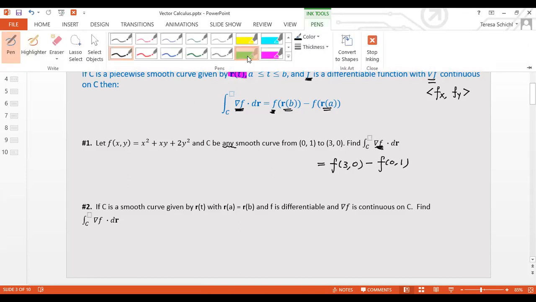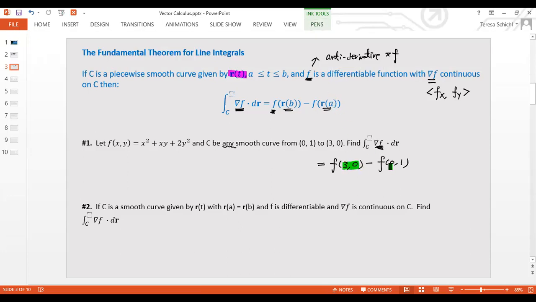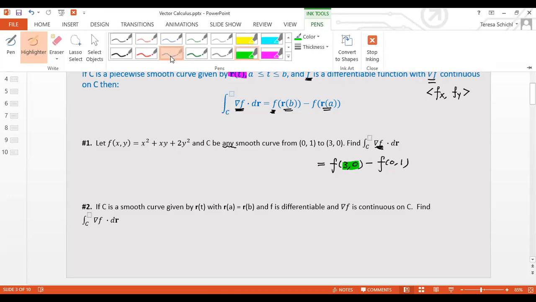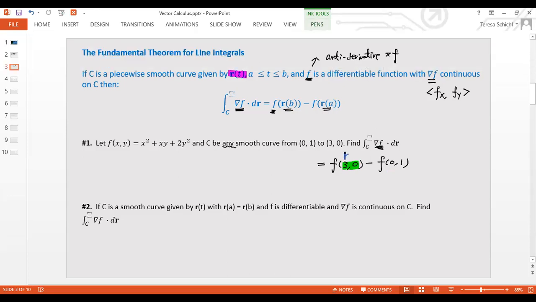So what is this one here? This is my r(b), the end of this curve. And this is my r(a), the beginning of this curve. That's what we say, based on the fundamental theorem of line integrals. Then you put (3,0) into your function, so it will be 9 minus, for (0,1), 2, so it's equal to 7 here.